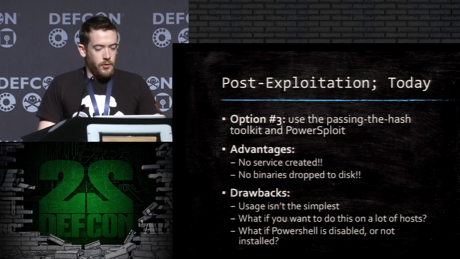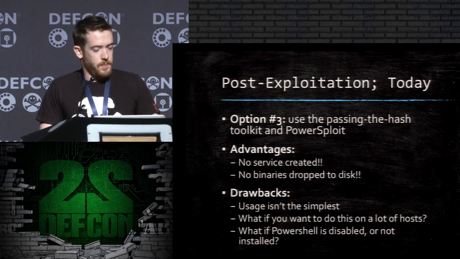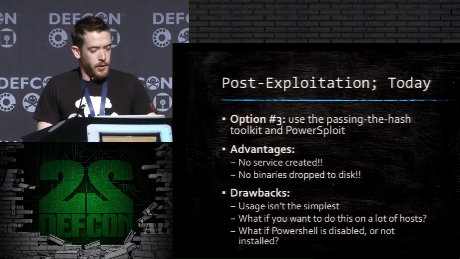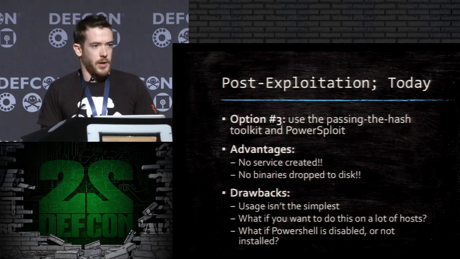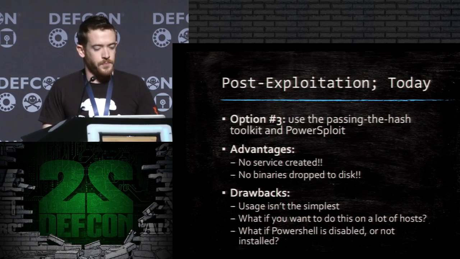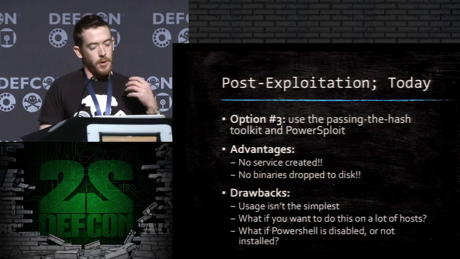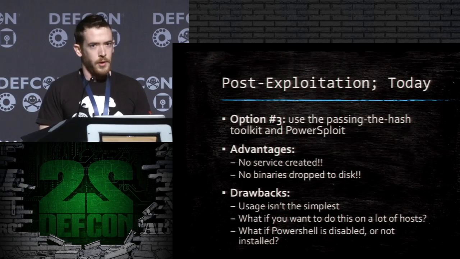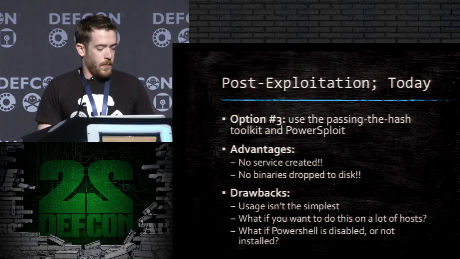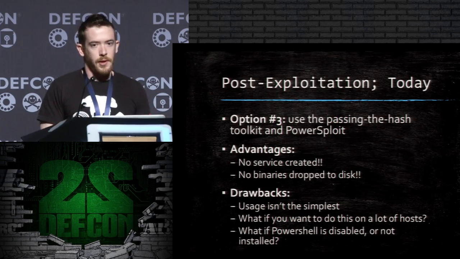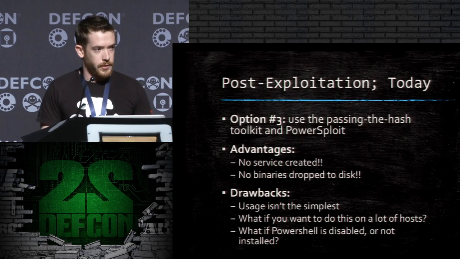Another option is using the Pass-the-Hash toolkit in PowerSploit. It's an awesome project. The advantages are if you use WMIS, no service is created, so it's quieter. Also, no binaries are dropped to disk if you're operating purely in PowerShell. Drawbacks, though: it's an incredibly powerful tool set, but the usage isn't always the simplest. There's a little bit of a barrier to entry, and I feel there's got to be a way that we can weaponize this a little easier, on an internal test at least, to bring that barrier to entry down.